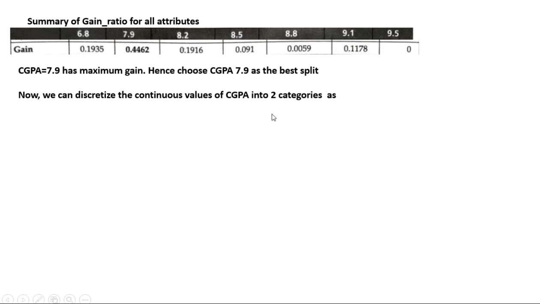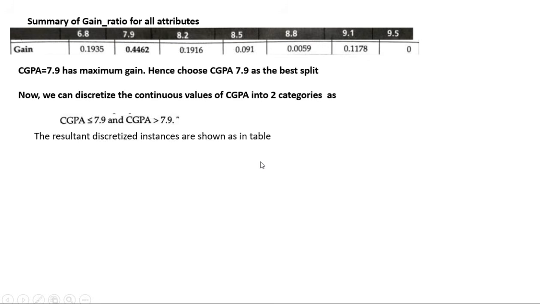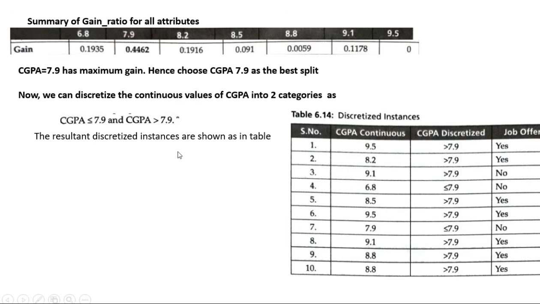The goal is what? We have to discretize the continuous value. So I'm going to discretize the continuous value of CGPA into two categories like this: CGPA less than or equal to 7.9 and CGPA greater than 7.9. So 7.9 is your S value or your threshold point. So what is your resultant discretized instance? It is shown in this table. We had given in the question continuous values of CGPA. Now I am discretizing like this, as in the third column, which we found out. 9.5 is greater than 7.9, 8.2 is greater than 7.9, 6.8 is less than or equal to 7.9. So 7.9 is our best split point.